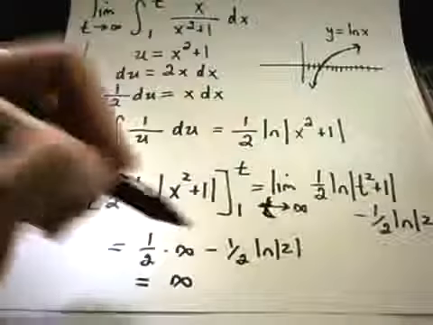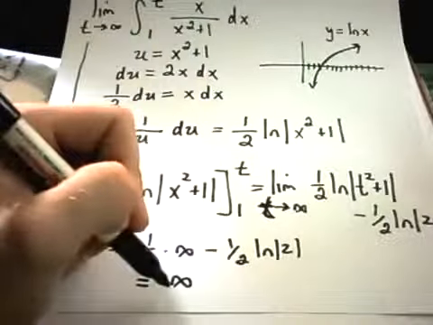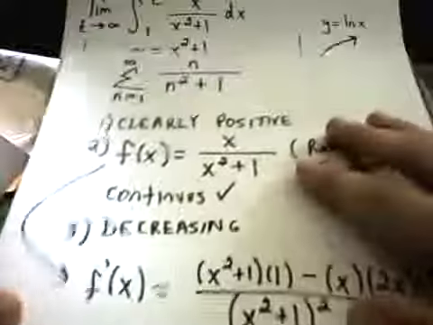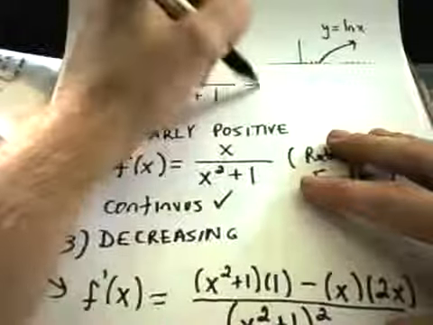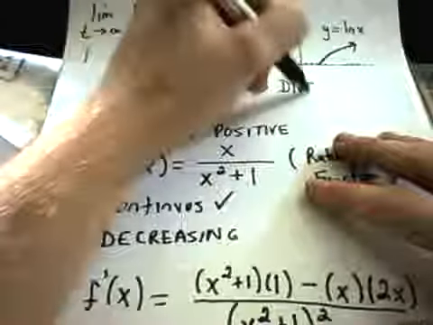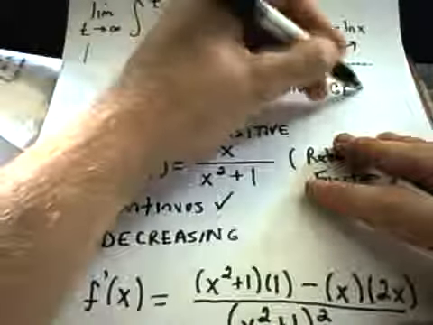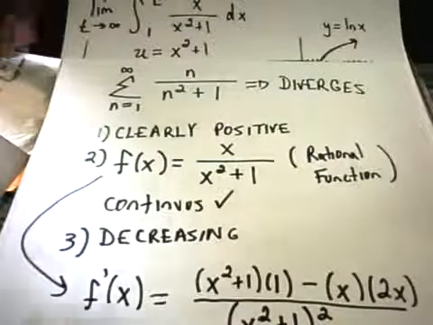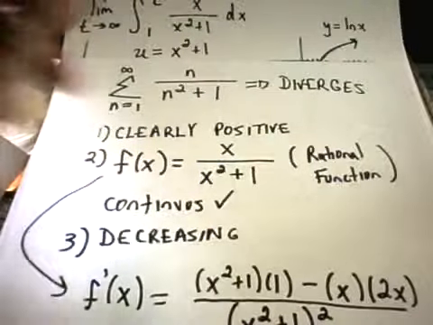infinity. And since our improper integral diverges, that means we can now go back and justify that this original series also diverges. And now we're finished. So again, these problems can be pretty tedious.